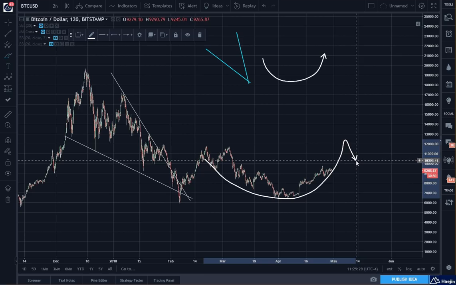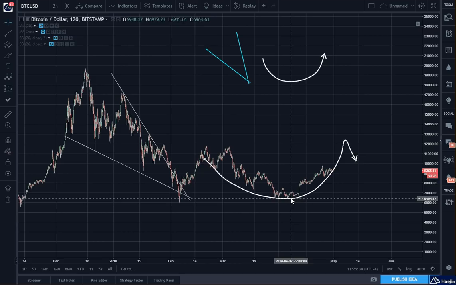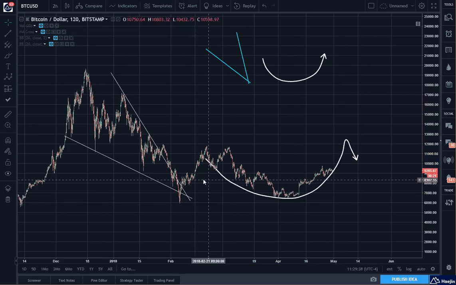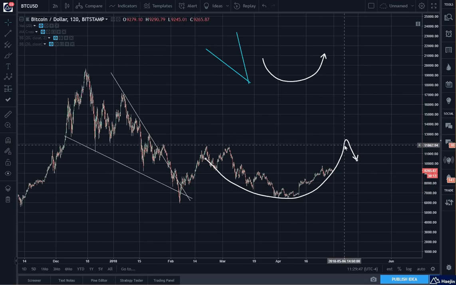What I'm thinking is that this time around, the first time at 11,800, it got repelled. Second time, it got really repelled. Third time, it's going to get repelled, but probably temporarily pierce the 12,000, maybe go to 12,300 or so. And then it'll get repelled. But I think we may get a potential for this.